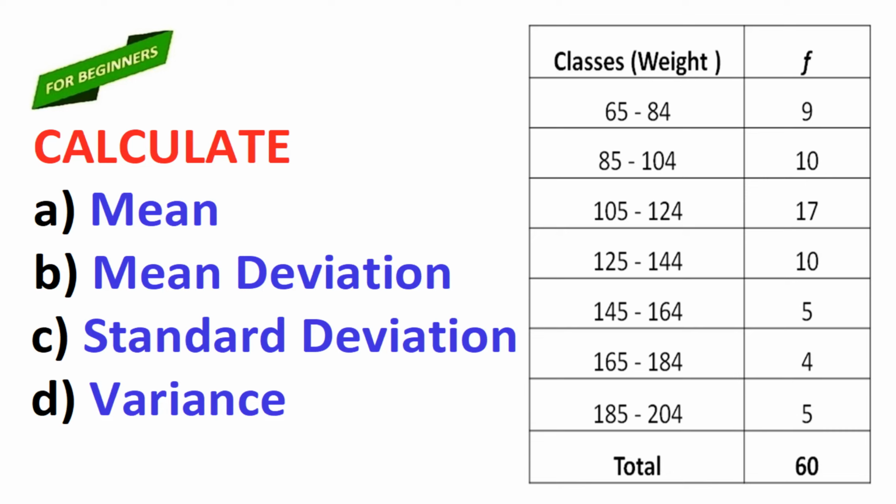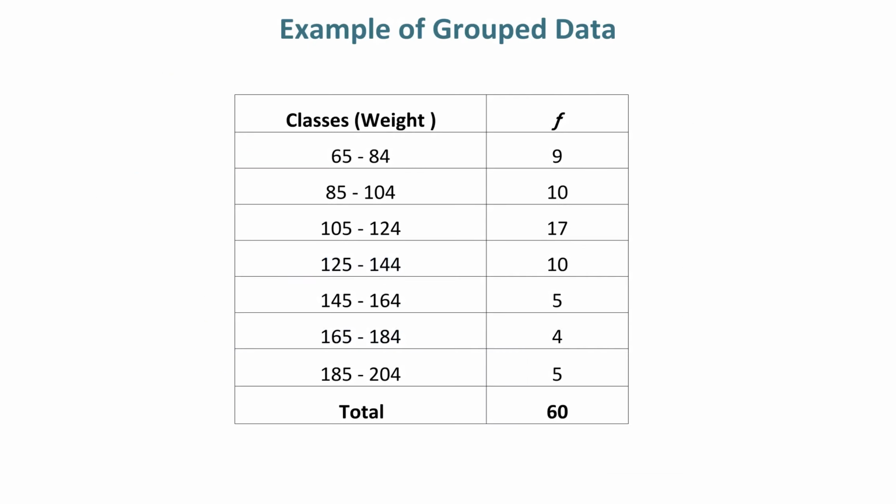Finding mean, mean deviation, standard deviation and variance of grouped data. Example of grouped data. In this example there are 7 classes and the sample size is 60. The frequency is given in front of each class.